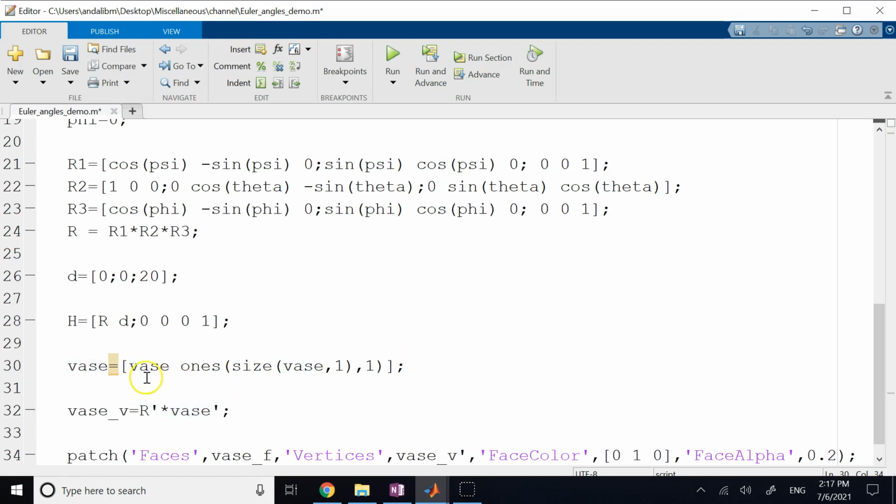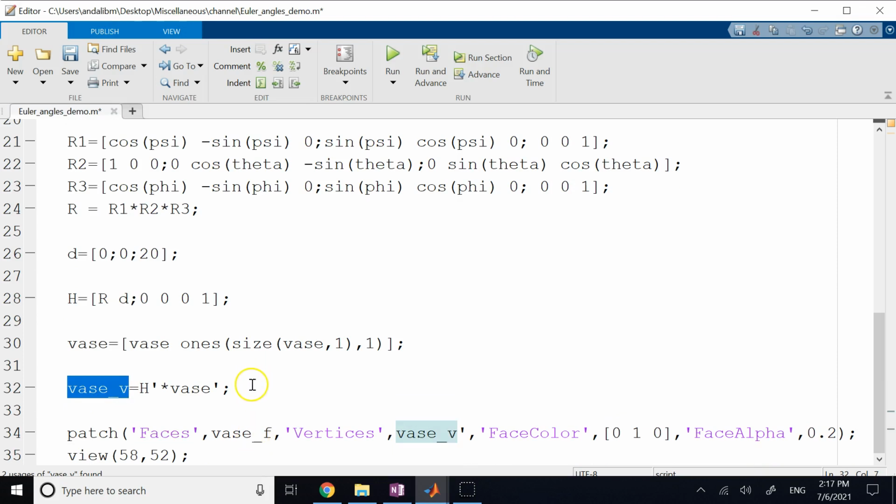So here I make it homogeneous coordinate for was, and now I can transpose it. And instead of multiplying it by R, I multiply it by what? By H. So this was V is the transformed version of was, but it is in homogeneous coordinates. When you want to pass it to the patch command, you have to get rid of all of those 1s, because the patch command only wants x, y, and z, not extra 1s. So this was V, now the dimension of it is going to be what? It is going to be a 4x4 times a 4 by 10,000. So it's going to be 4 by 10,000. And all we really need is, if you transpose it, which is going to be 10,000 by 4, to get rid of the last column.